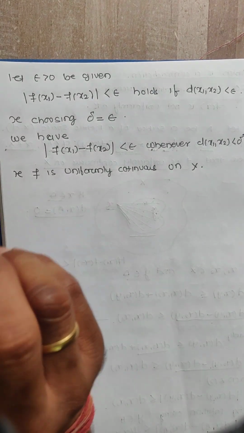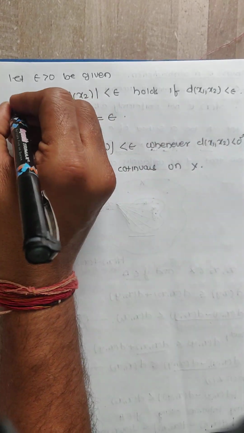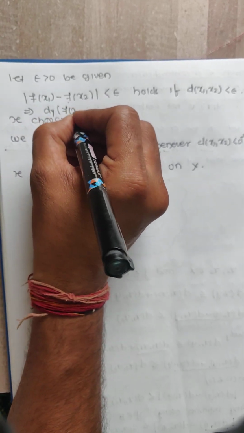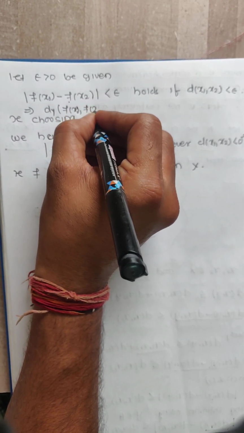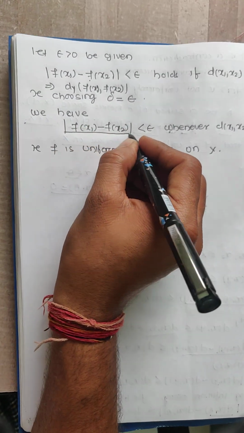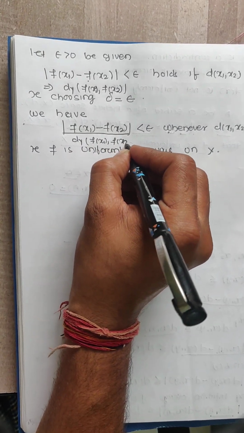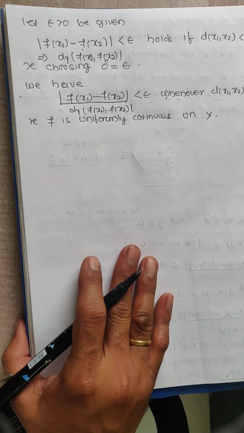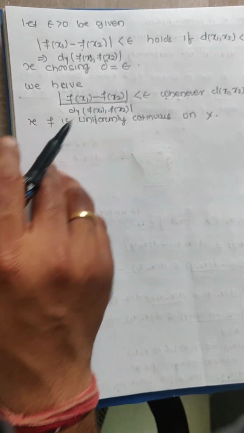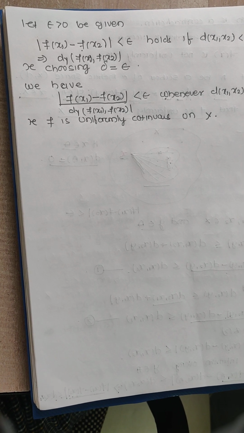Just, I have made a single mistake. In place of modulus, I have to write the distance between f of x1 and f of x2, because modulus is for real numbers. So in place of modulus, I just write the distance between f of x1 and f of x2 in Y. Okay. So I am just giving another definition.